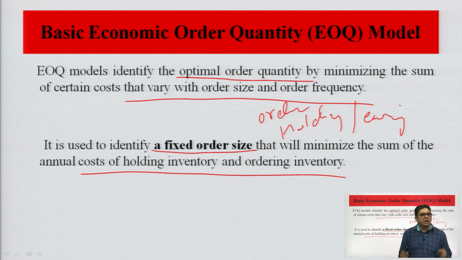I repeat, the economic order quantity model is to identify the optimum order quantity at a time, how many items a company should order. So, it is called the optimum order quantity, and here we should try to minimize our holding cost or carrying cost.